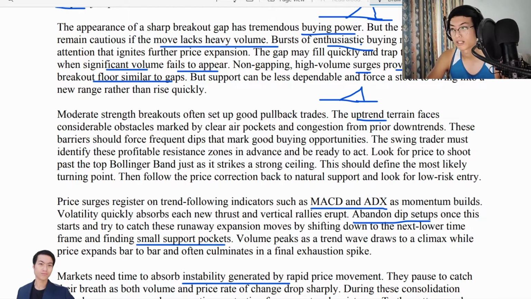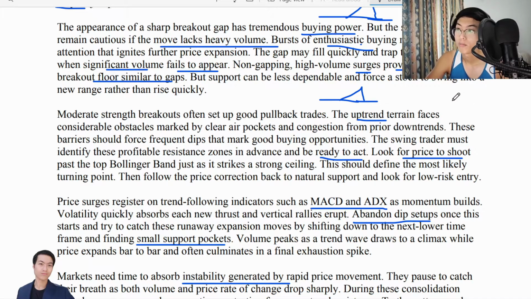Okay, so back to the topic, right? The swing trader must identify these profitable resistance zones in advance and be ready to act. Look for price to shoot past the Bollinger Band as it strikes a strong ceiling. This would define the most likely turning point. Then follow the price correction back to the natural support and look for a low risk entry.